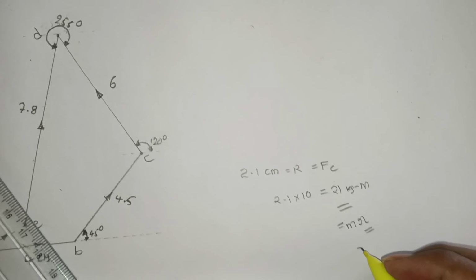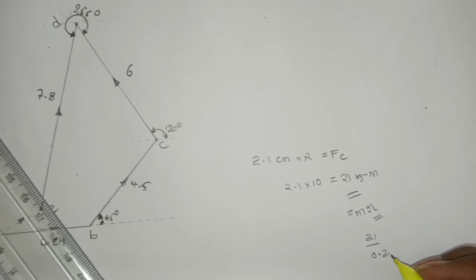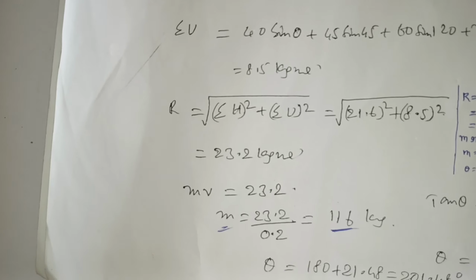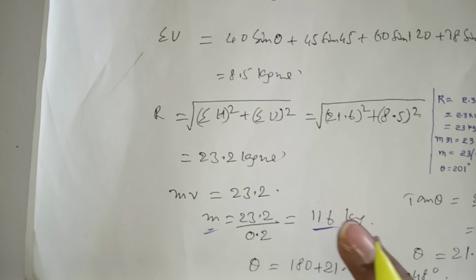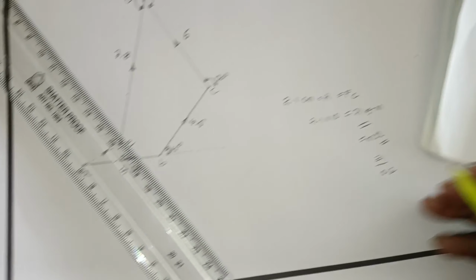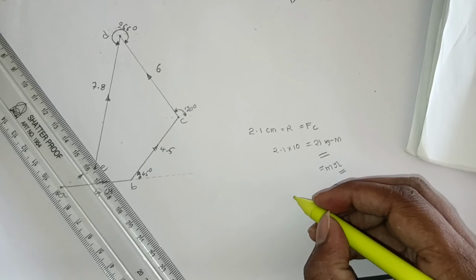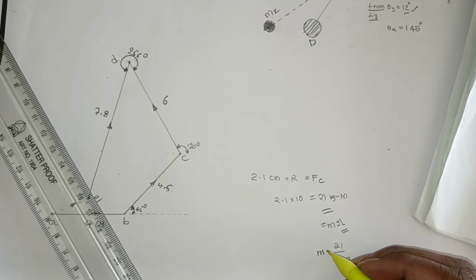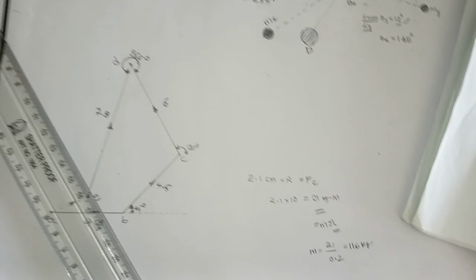So 21 by 0.2, you will get the required mass. Around 115 or 116, you will get the mass. Mass equal to around 16 kg.